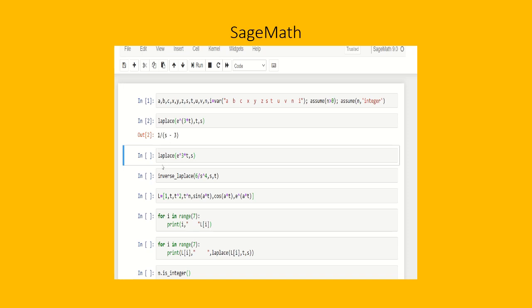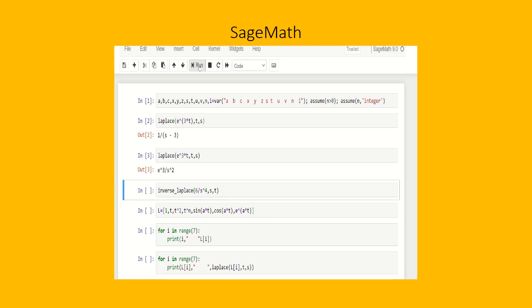Let's look at this next one, which looks kind of the same, but a little bit of a difference. Laplace of e to the 3 times t. Oh, and I should put in here that this is a function of t, and we want the Laplace transform to be a function of s. So let's run this one. And we get something that was kind of unexpected, perhaps. It isn't 1 over s minus 3. We got e cubed over s squared.